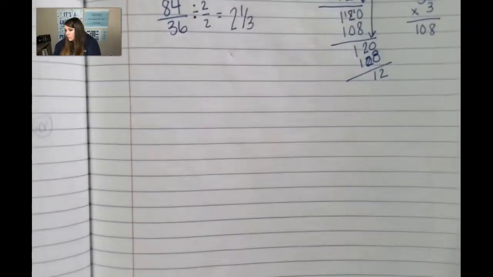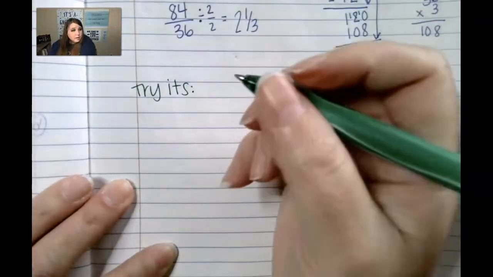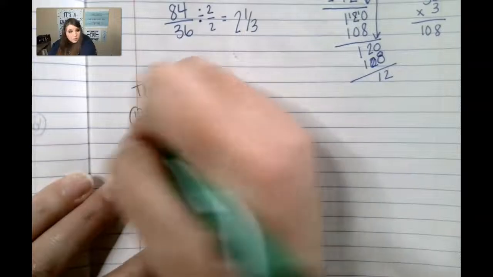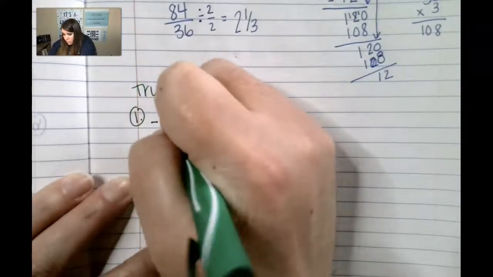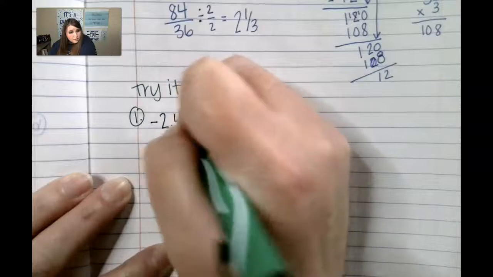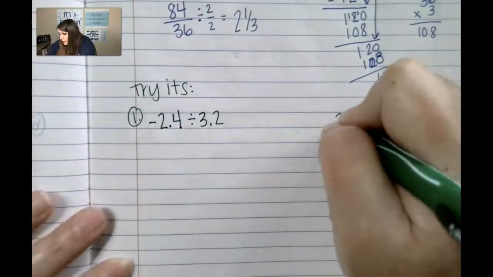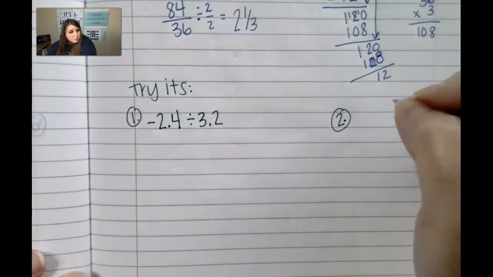All right, we're going to go ahead and do try-its here. All right, so try-it number 1. Try-it number 1 says negative 2.4 divided by 3.2. And then we have try it number 2.